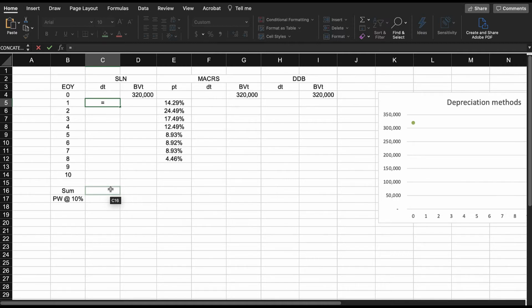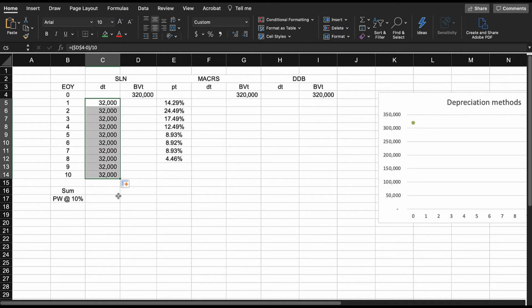So following the straight line depreciation method, this is the cost basis, and I'm going to lock this cell using the F4 button so that later when I copy down this calculation, it will not iterate to the next cell. Minus the salvage value, which is 0, divided by 10, which is the useful life. So you can see $32,000, and that is going to repeat for 10 years.